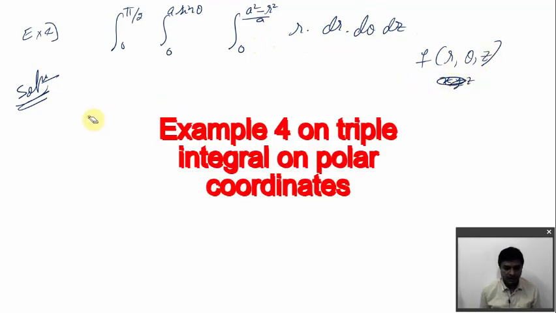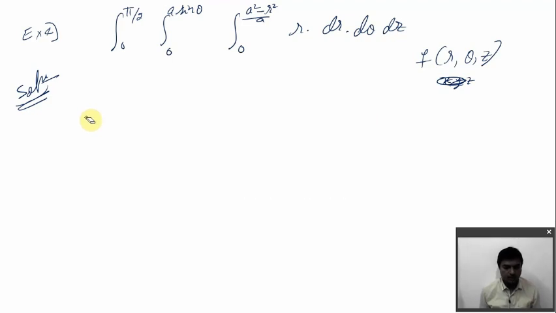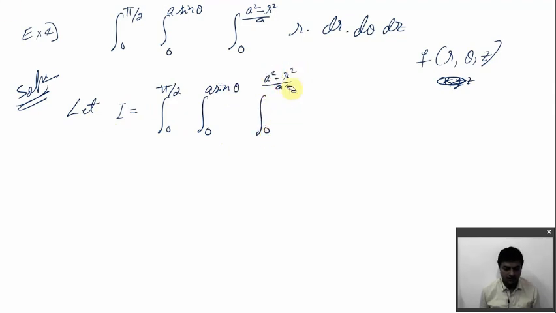Okay, so we rewrite this equation once again. So just see how we are going to rewrite. So I'll just take, let me rewrite this equation: integral 0 to pi by 2 integral 0 to a sine theta integral 0 to a square minus r square upon a. So this also we have to simplify. So this is r. Now we can see what term should be taken first.